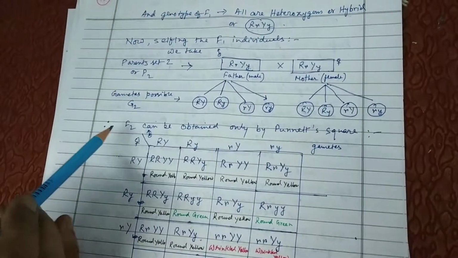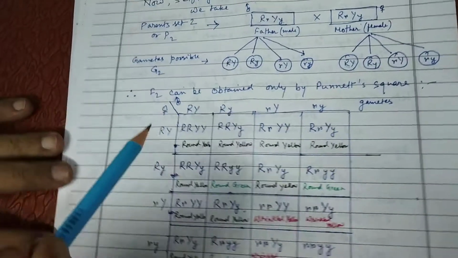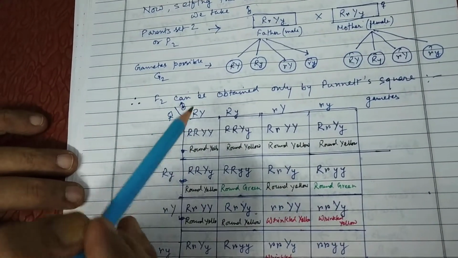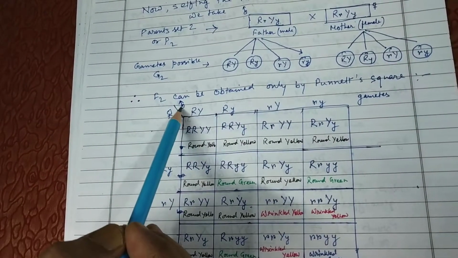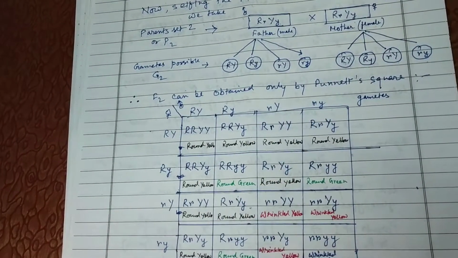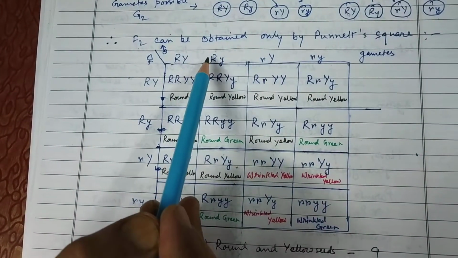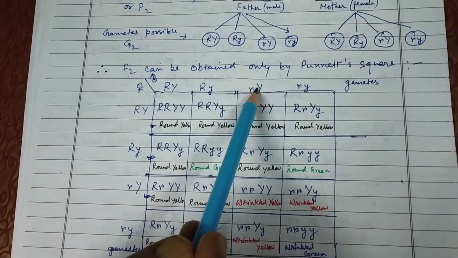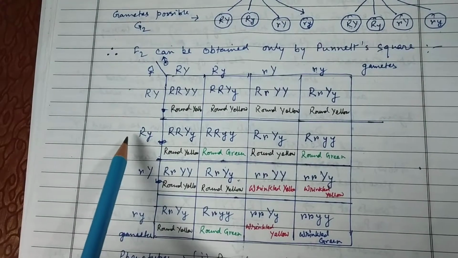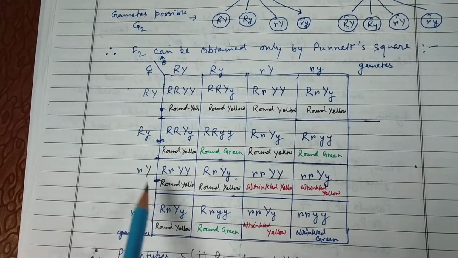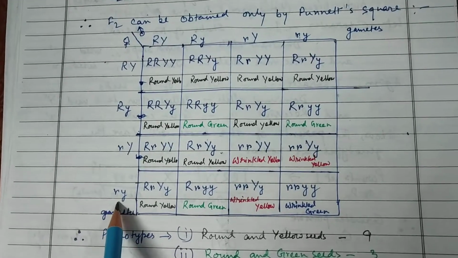Now, for F2, we have to use a Punnett square, where rows and columns should be indicated according to the number of gametes. Male gametes this side, female gametes this side. Male gametes: RY, capital R small y, small r capital Y, small r small y. Similarly for female: capital R capital Y, capital R small y, small r capital Y, and small r small y.